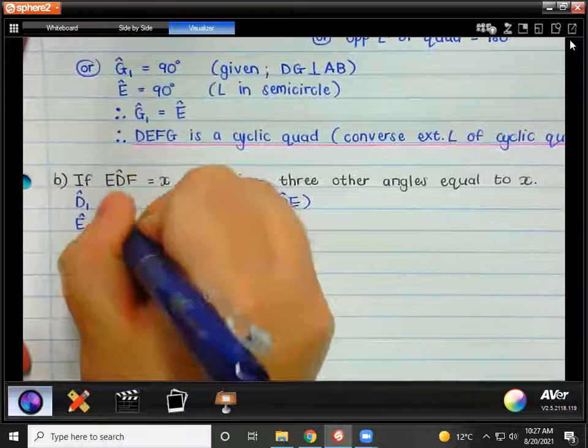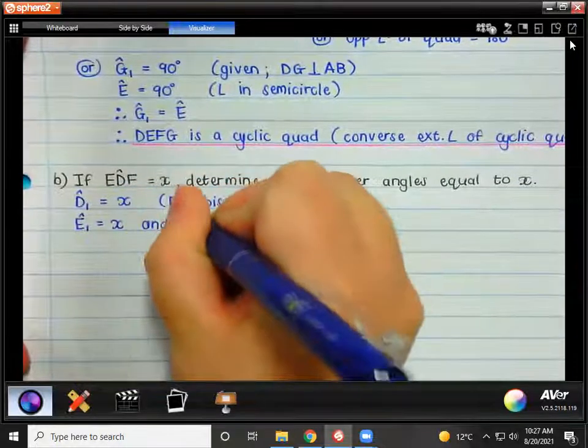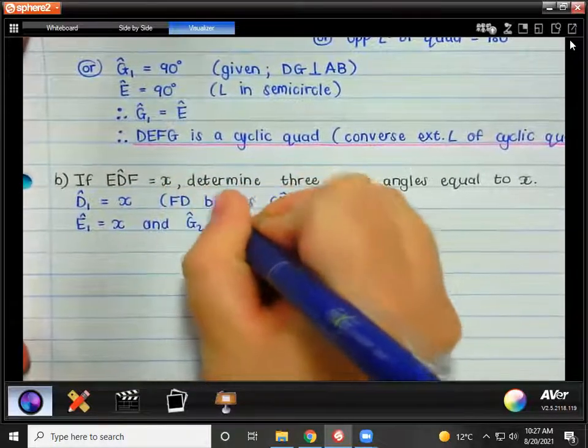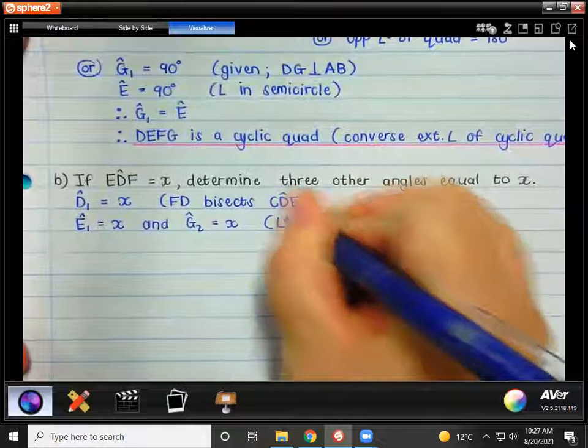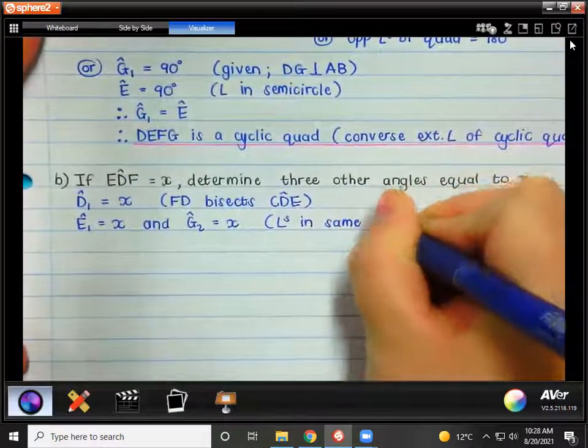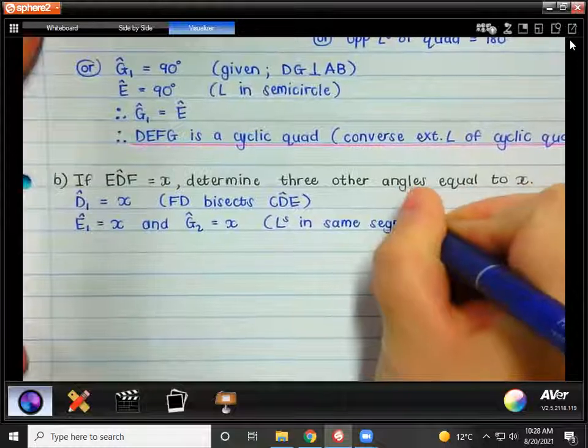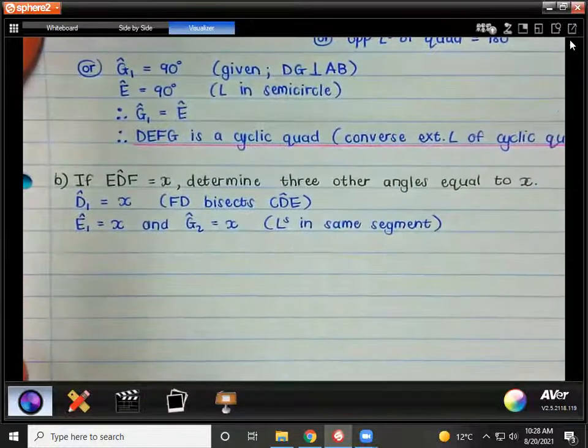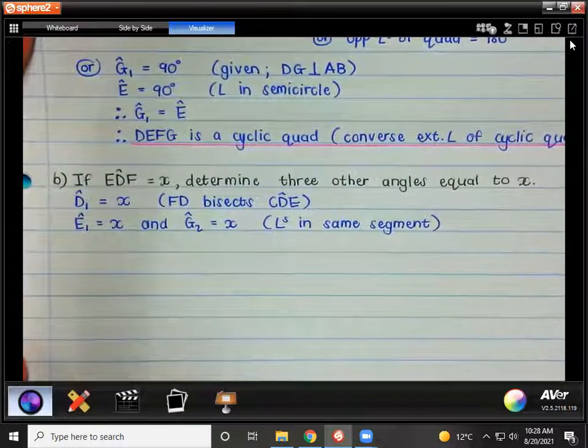E1 is equal to X and G2 is equal to X. Angles in same segment. Right, and then we have 3 angles.